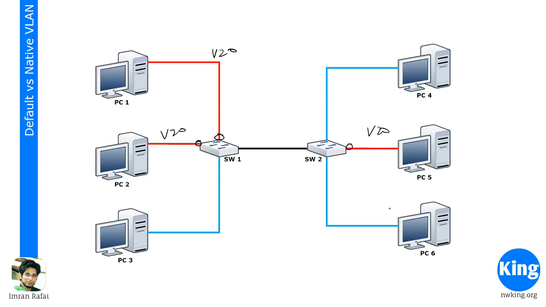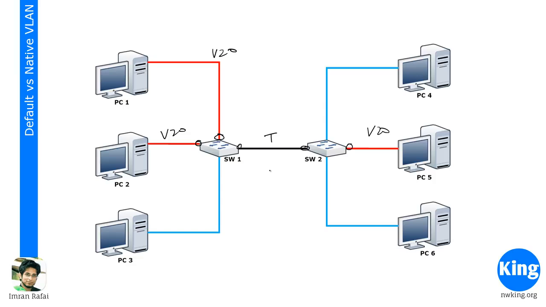Now what happens if switch 1 and switch 2 are connected? Because of DTP, if these two ports negotiate a trunk, this would become a trunk. We discussed DTP in our previous video, so I'm not going to explain all that again. You can go back.